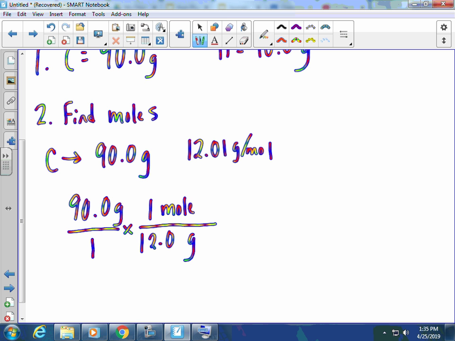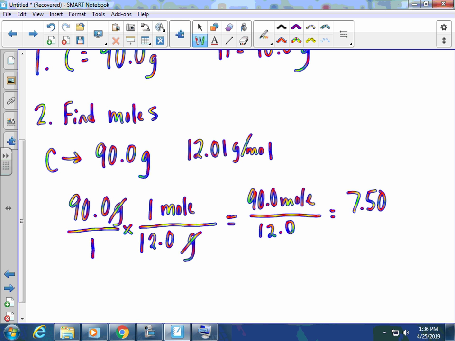So the grams cancel out, and I'm left with moles, which is cool because that's what we want to try to find. This is telling me that right now, if I solve this problem, I'm going to find out how many moles I have. So it's 90 divided by 12.0. If we put it in the calculator, 90 divided by 12, you should come out with 7.50 moles. So that's how many moles of carbon we would have.